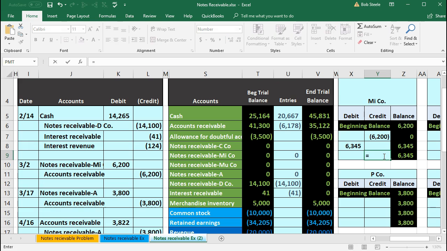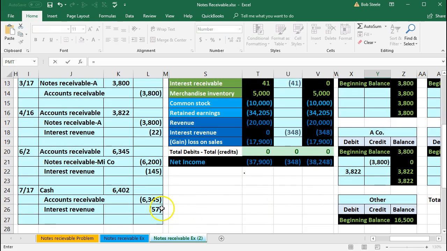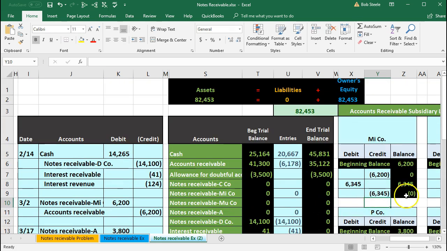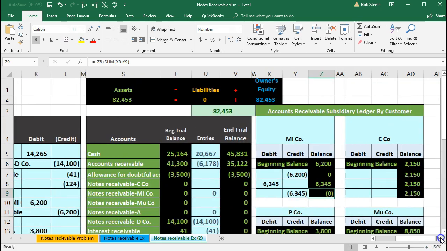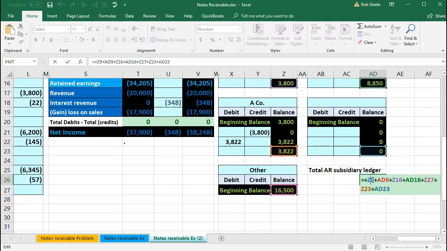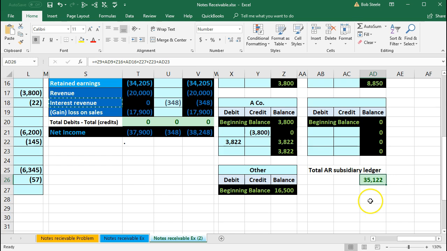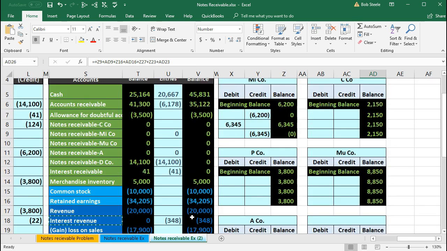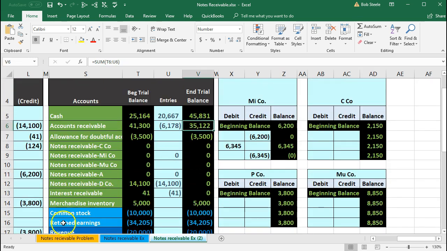So we're going to be here equals, point to that accounts receivable one more time, and that means now that M Company doesn't owe us anything at this time. That should put the total, if we add them all up for all the customers of the subsidiary ledger, at 35,122, matching what's on the trial balance.